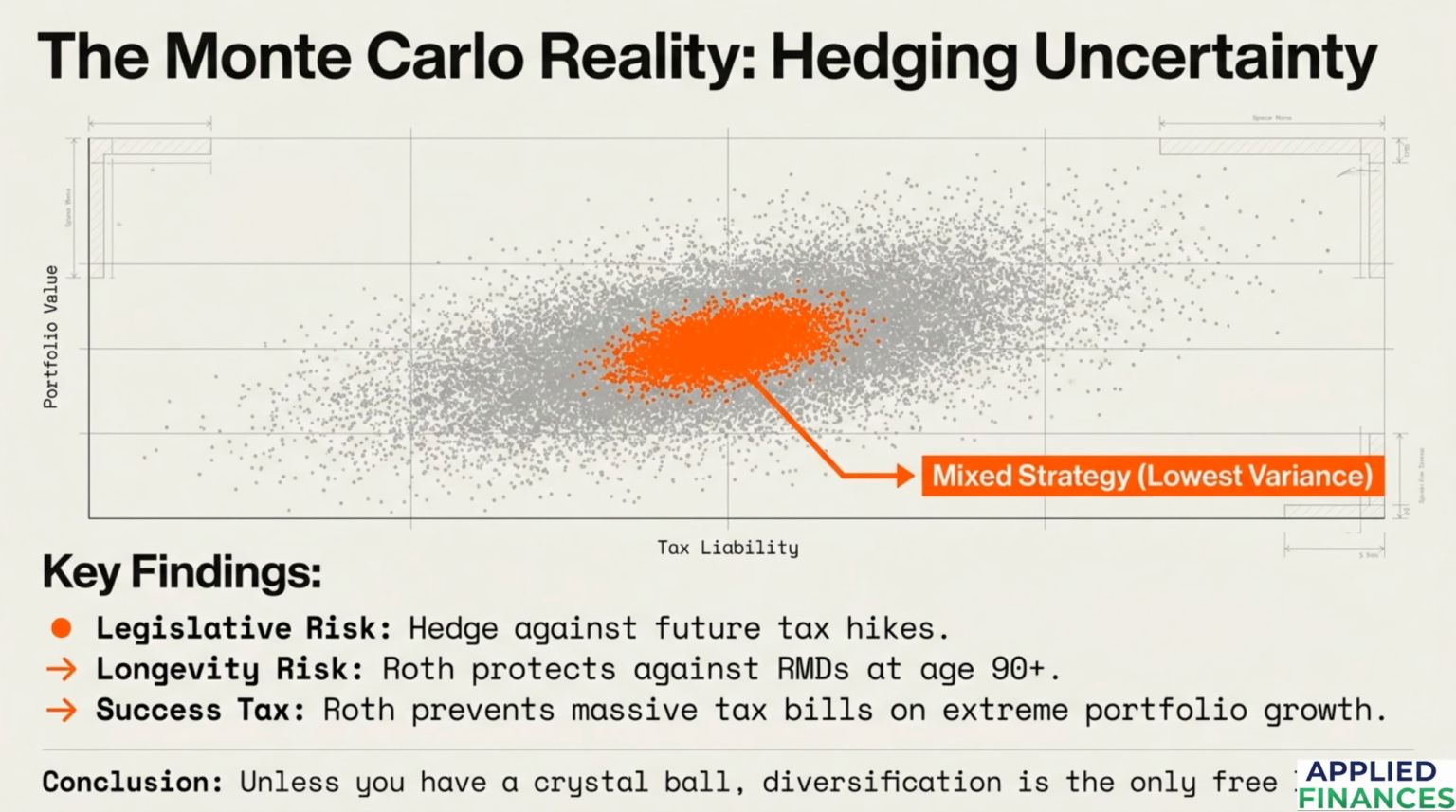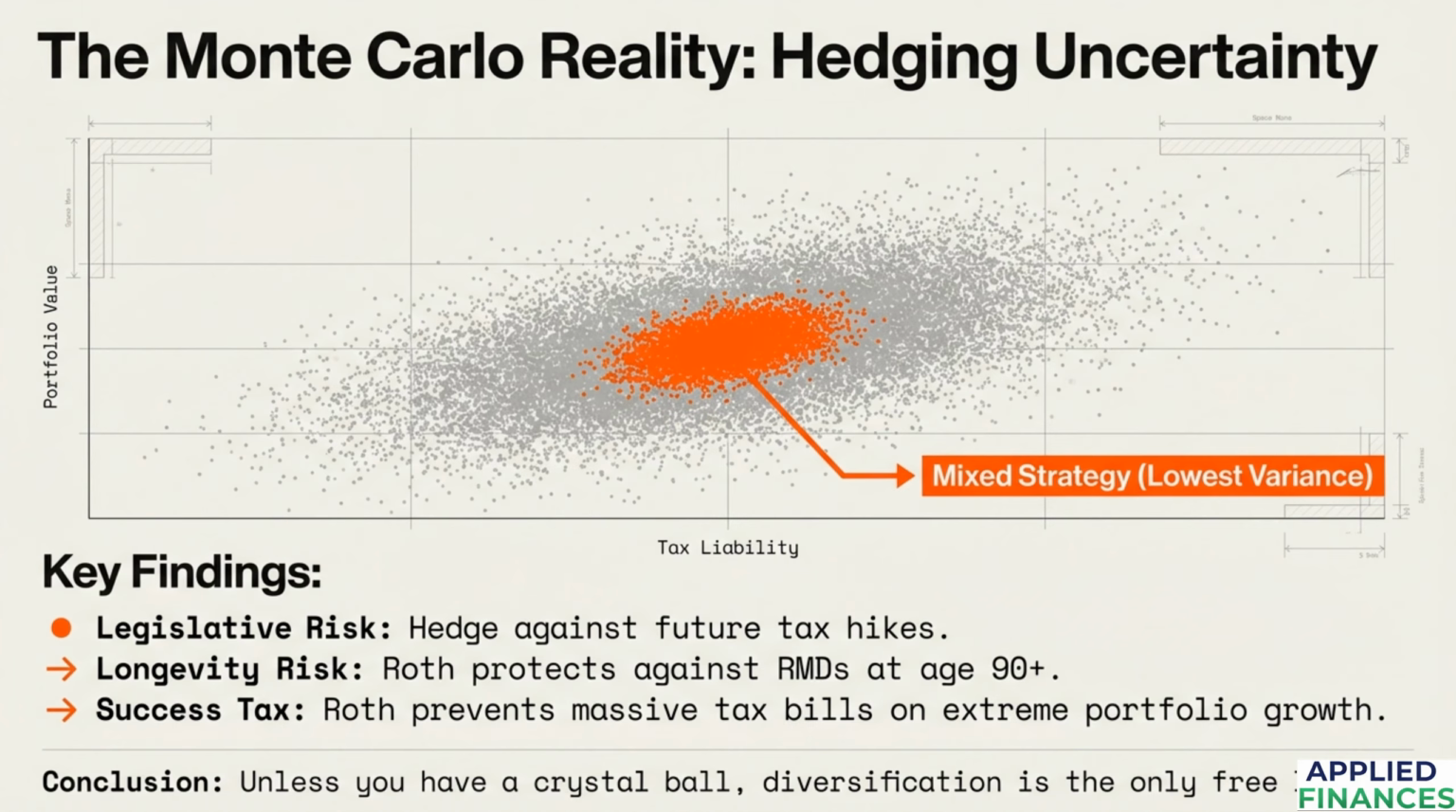Finally, we look at the Monte Carlo reality of hedging uncertainty. When we run thousands of simulations, we see that a mixed strategy often results in the lowest variance for your portfolio value and tax liability. There are several key risks we are hedging against. Legislative risk is the danger of future tax hikes, and Roth accounts protect you from that possibility.